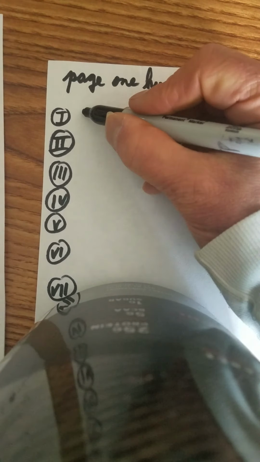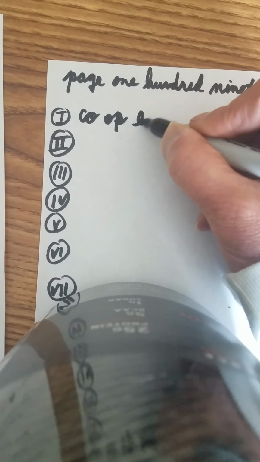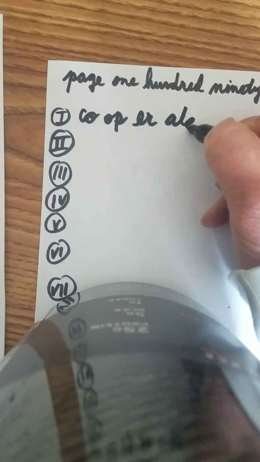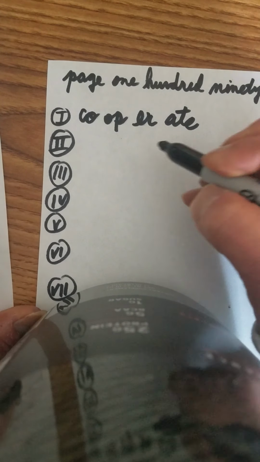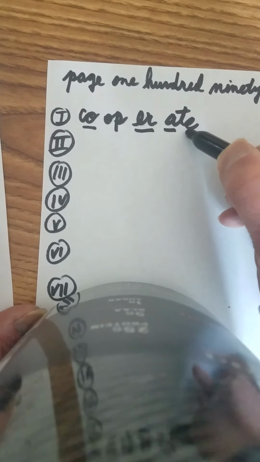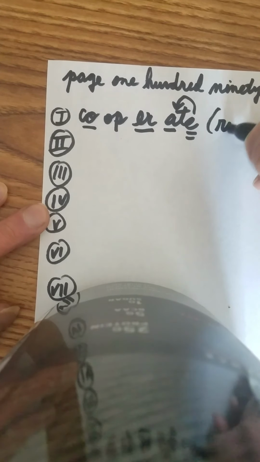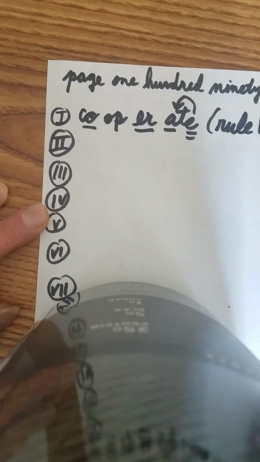Co-op-er-ate. Cooperate. So we have three things to mark up. Let's go. Underline the O, the A, and the silent E twice. Draw an arrow back. You know what to do with the rest. The O can say O at the end of a syllable. You got it. Rule 4.